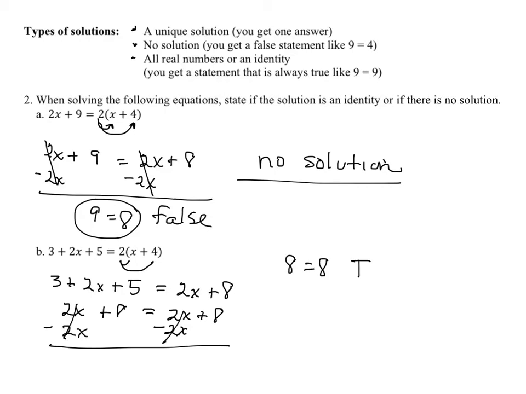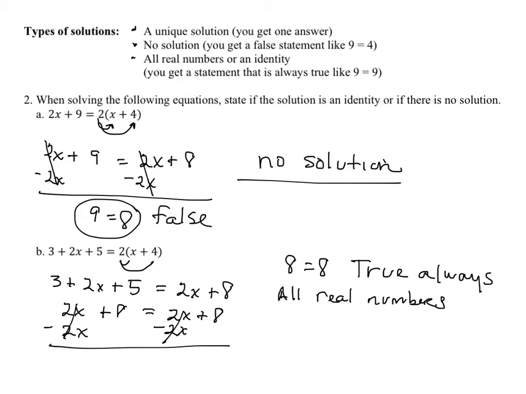So this is true always. Okay. There's no x's in there. There's nothing. So this is true always. So that means the solution is all real numbers. What does that mean? That means I can put in any value I want for x and have both sides balance. Whereas in part A here, no value of x would work ever.